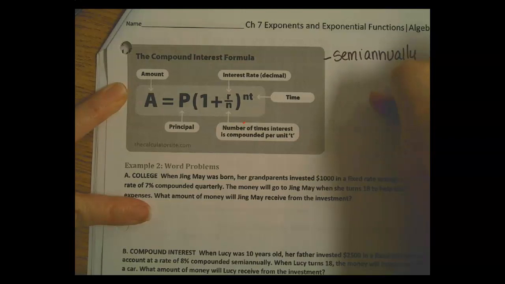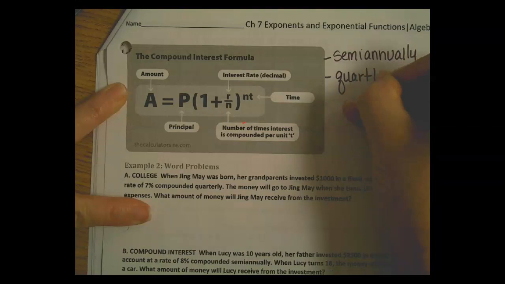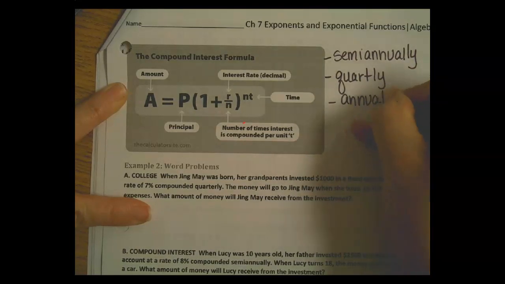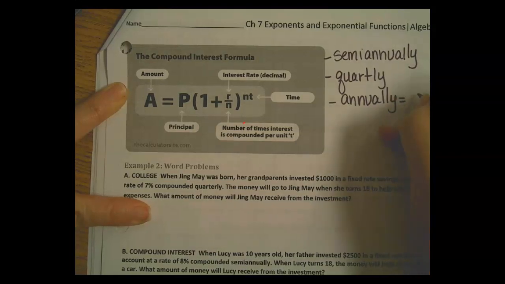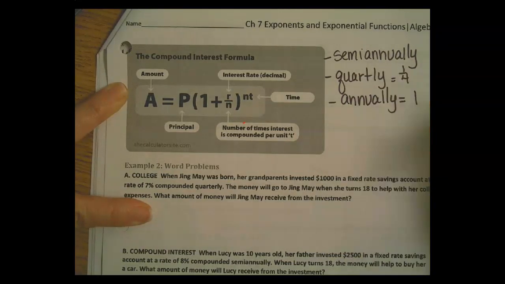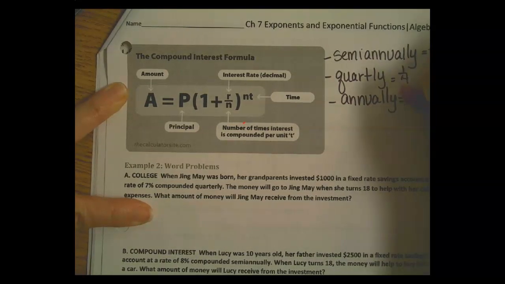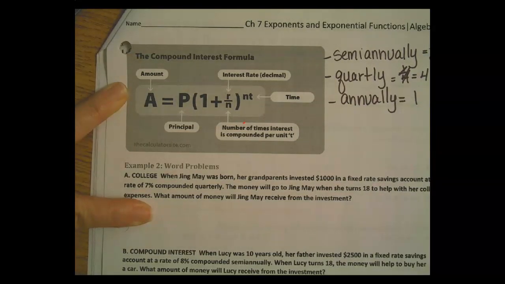You need to know what that means. Or quarterly. Or annually. So annually just means every year, one time per year. Quarterly would be 1/4. Semi-annually is, I did that wrong. This should be 4 times a year. This should be 2 times a year. So make sure you fix that.